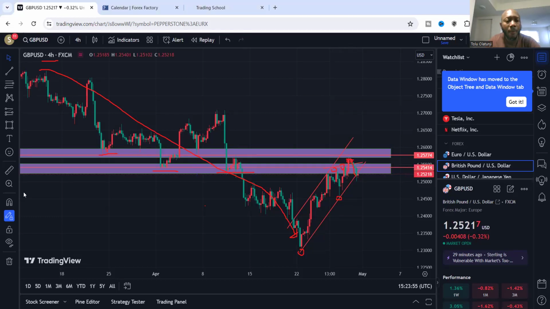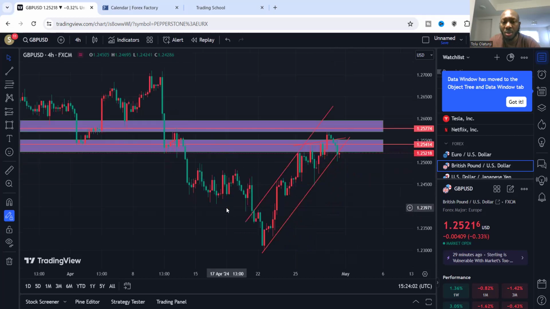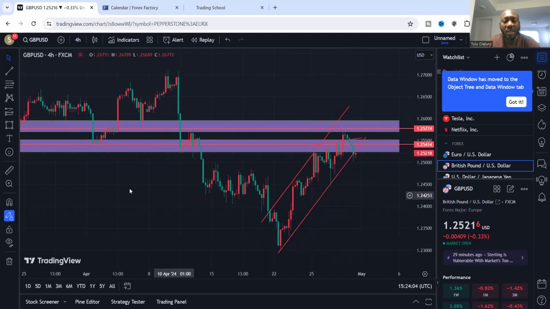Let me clean this up, and then I'm going to zoom into this so that I can show you something that you could use for possible entry. Now, over here where you want to sell, still on the same 4 hours time frame, can you see this big bearish candle and then this inside candle on this 4 hours time frame? Wait for it to close on this time frame.